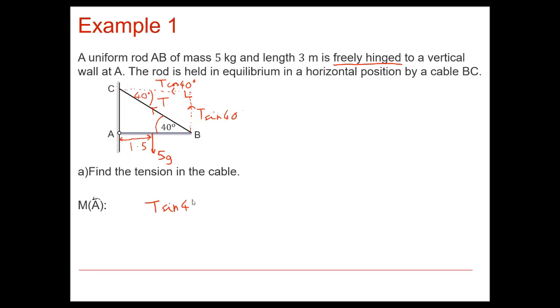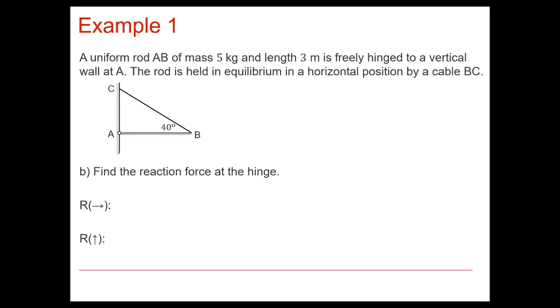T sine 40, and that needs to be multiplied by the whole of that distance, which we know is 3 meters. Then acting in the clockwise manner, we have this force of 5G. Because that's clockwise, we're going to subtract it, multiplied by its distance from that pivot, which is 1.5. Okay, and so we can rearrange that for T.